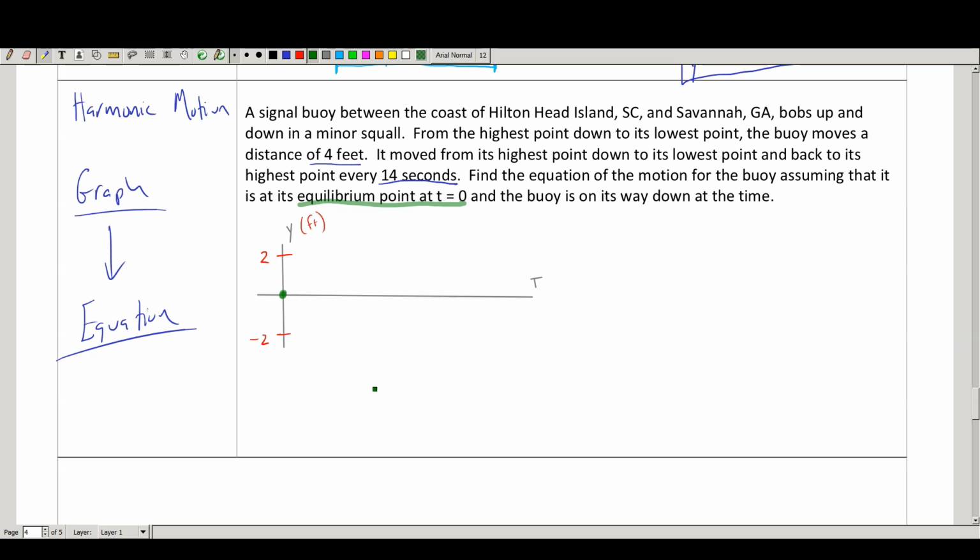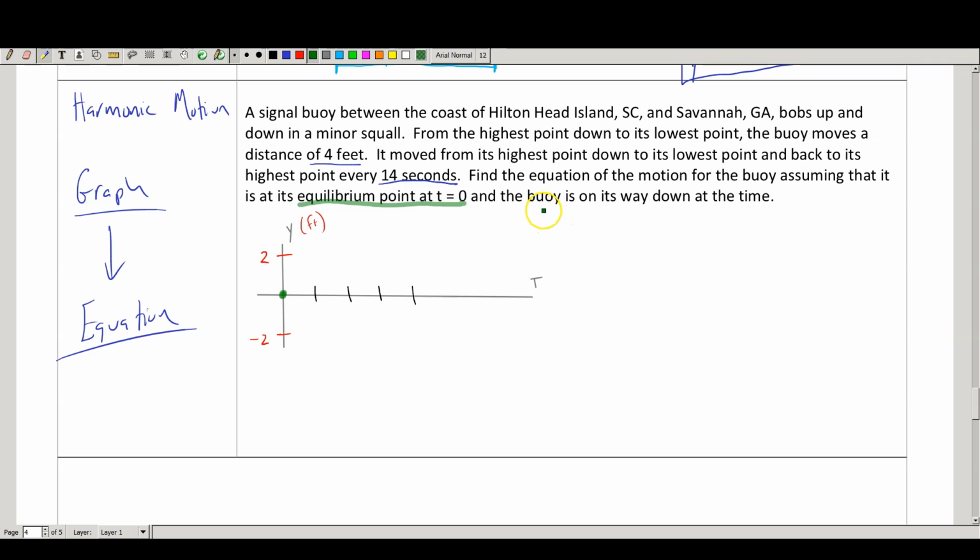All right? And then, just like we think about sine or cosine, we can break up this wave into different intervals. Usually we break it up into 4 segments, right? And we think about the motion from there.